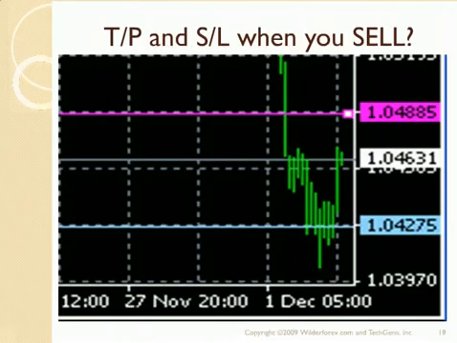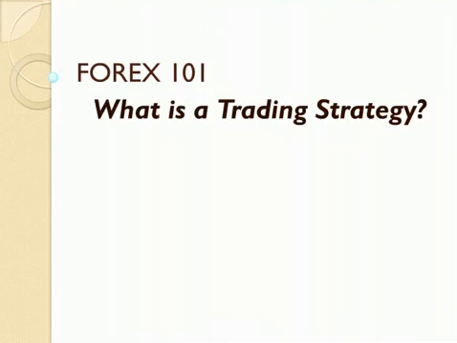Take profit and stop loss when you sell. The white line is the current price point, which equals 1.04631. The magenta line is the current stop loss price, which equals 1.04885. The blue line is the current take profit price, which equals 1.04275. What is a trading strategy?